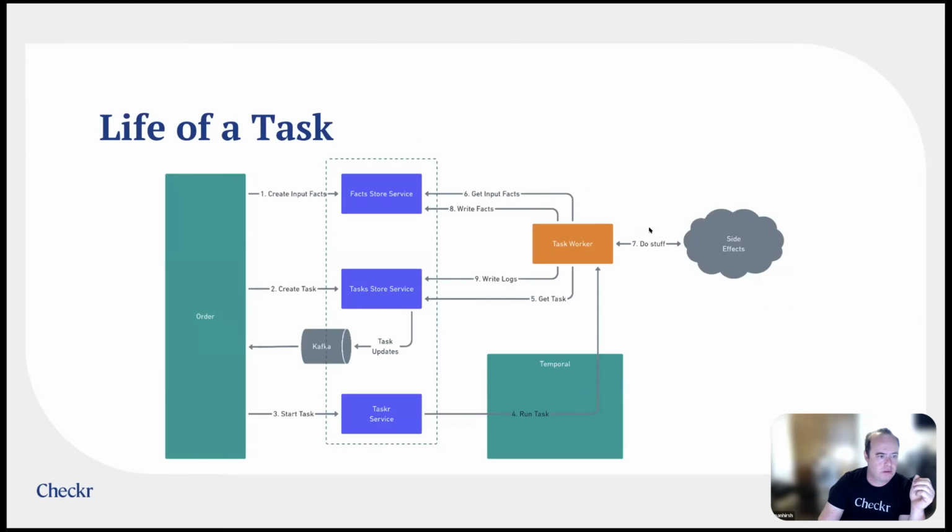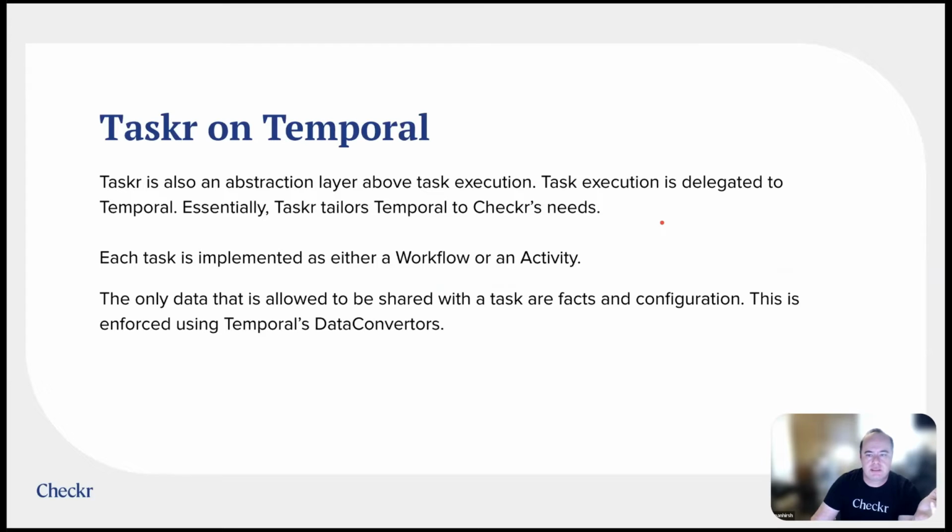Yeah. So we're essentially using Temporal as the execution mechanism that is abstracted by Taskr. Taskr is also an abstraction layer above task execution. Task execution is delegated to Temporal. Essentially, Taskr tailors Temporal to Checkr's needs. We have another layer of interface, which we call Taskr, that adapts Temporal API to Checkr's API that is more convenient to people who develop screenings and stuff like that. Each task is implemented either as a workflow and activity.